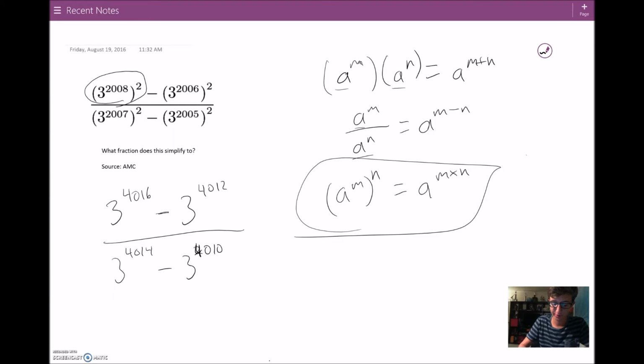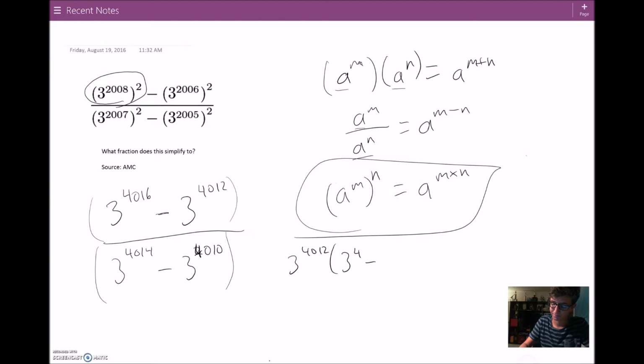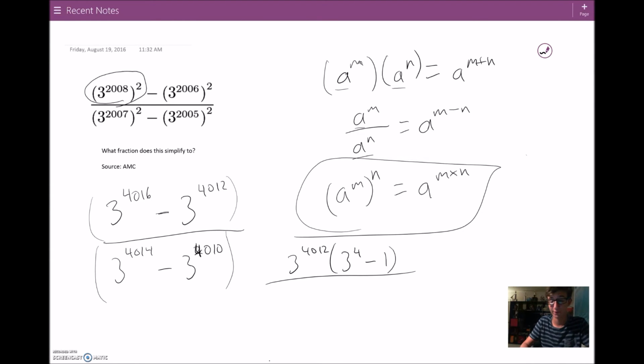Now, the numerator and the denominator, we're going to try to simplify them so that we can cancel out what's in the numerator with what's in the denominator. So how do we do that? From the numerator we can factor out 3 to the 4012, and we can leave 3 to the 4th minus 1. Oh, minus 1, sorry about that. And in the denominator, we can factor out 3 to the power of 4010, and we're left with 3 to the 4th minus 1. Pretty sure I did that right. Yeah, I did.